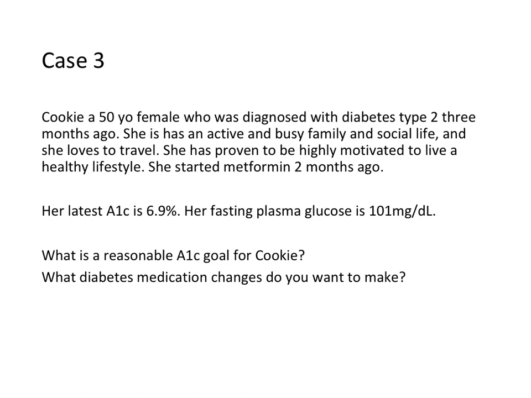Patient number 3 is Cookie. She is a 50-year-old female who was diagnosed with diabetes type 2 3 months ago. She has an active and busy family and social life. She loves to travel. She's proven to be highly motivated to live a healthy lifestyle. She started on Metformin 2 months ago. When we check her A1C, it is 6.9%, and her fasting plasma glucose is 101. What do you think a reasonable A1C goal for Cookie would be?